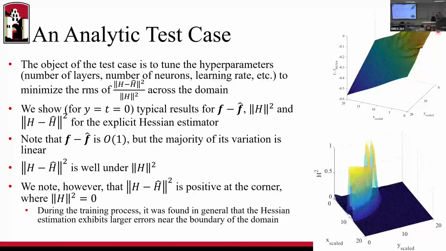Okay, so in general, it was found during the training process that the Hessian estimation exhibits larger errors near the boundary of the domain, and one possible reason for that is that near the boundary of the domain, we only have training points on one side of the boundary. So then the effective stencil for approximating the Hessian is not centered, but rather it is offset.